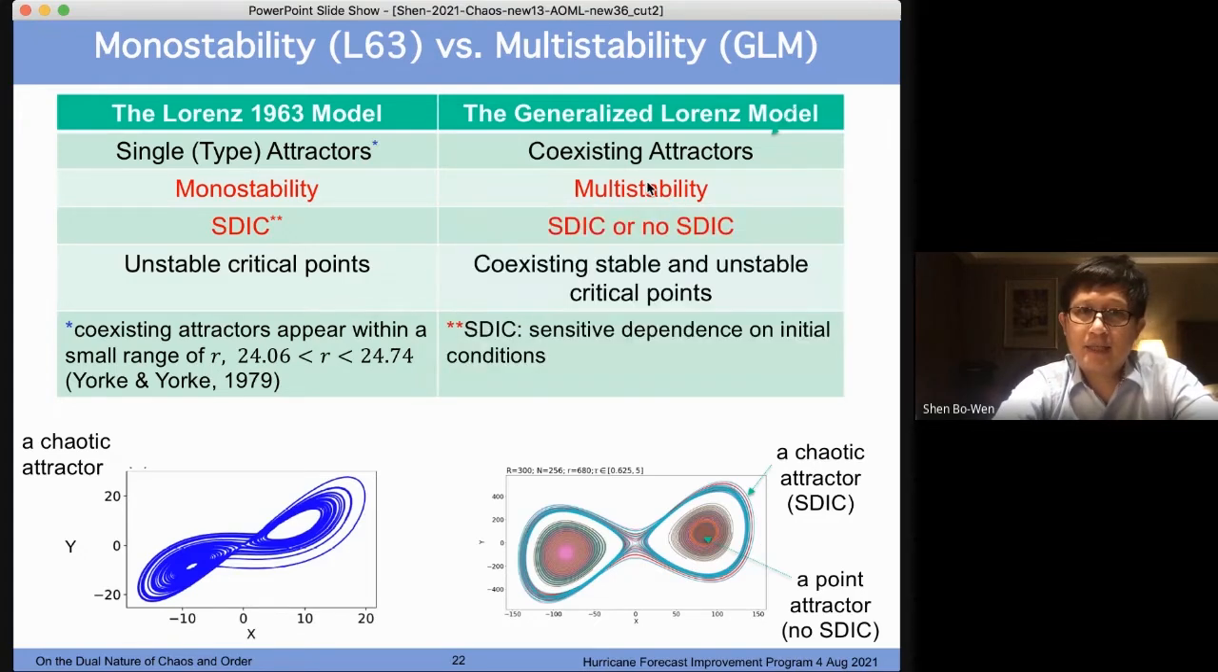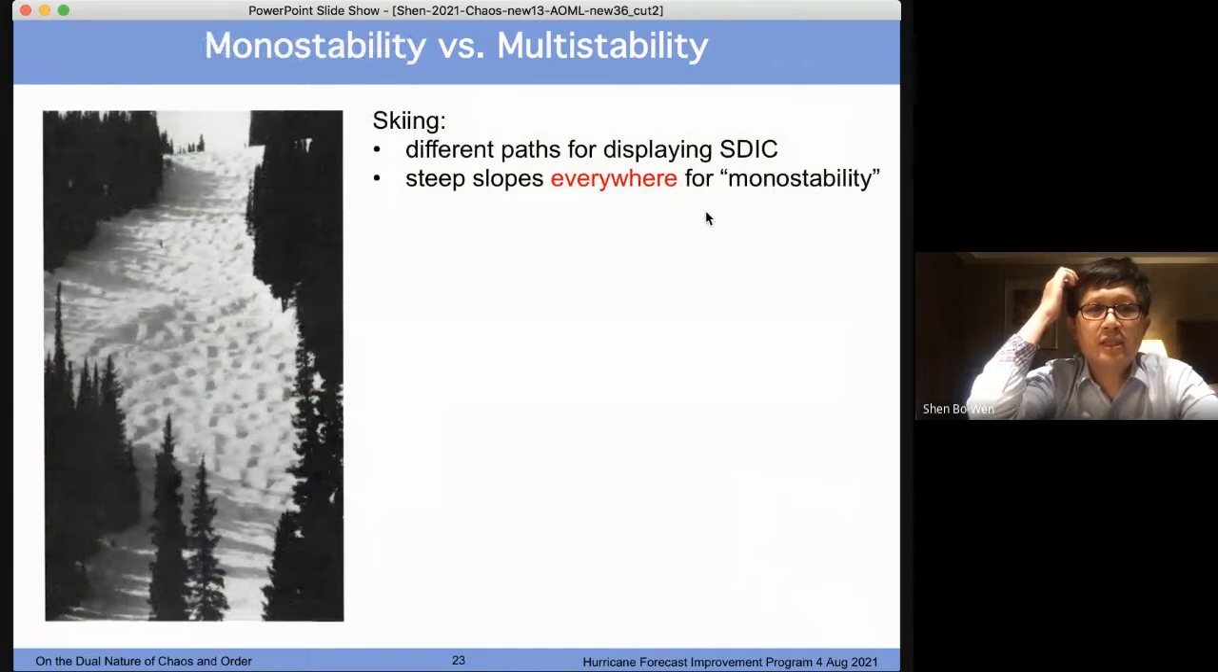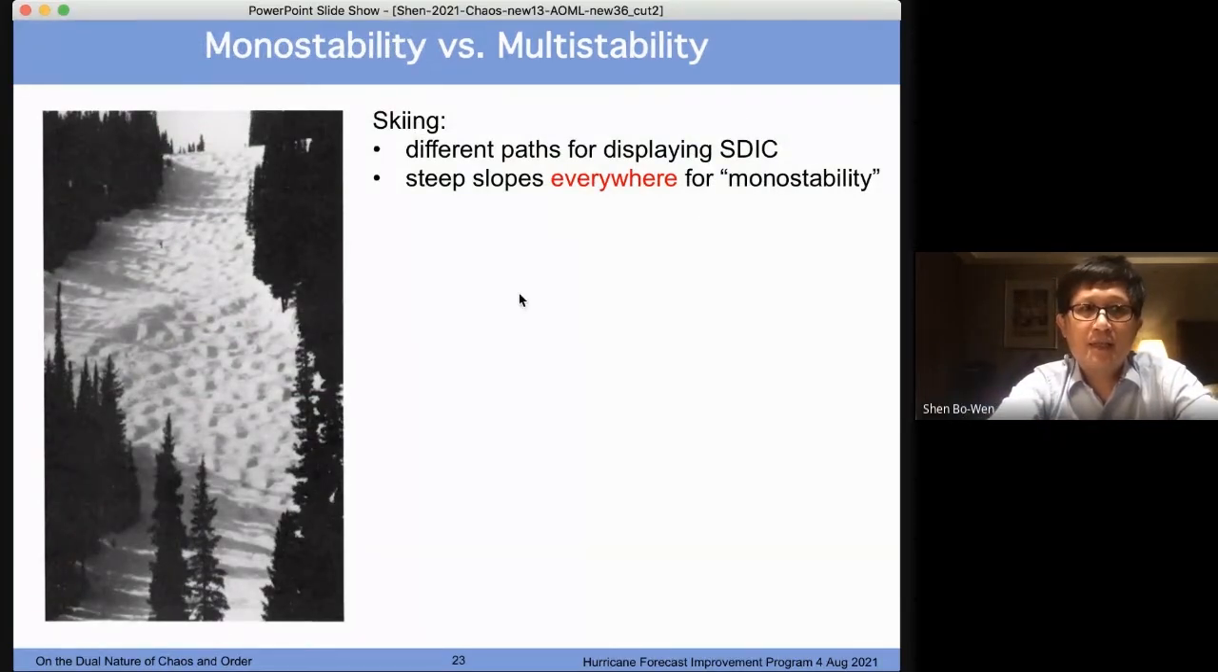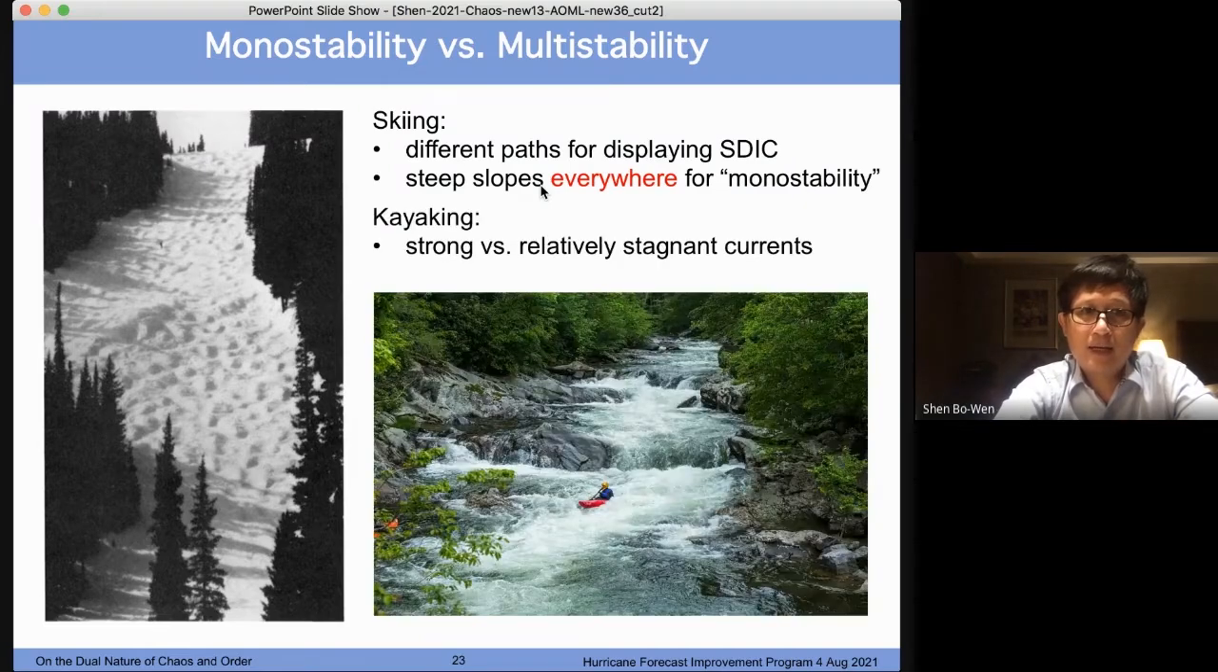As a result, SDIC may appear or may not appear, depending on whether a tiny perturbation is associated with a chaotic orbit or a non-chaotic orbit. Previously, we used a scheme to illustrate SDIC. This photo can be used to illustrate monostability, for example, if the slopes are steep everywhere. By comparison, we may use kayaking to illustrate multistability. Here, we do observe strong currents and also relatively stagnant currents as indicated by the white box. As a result, this photo reveals both instability and local stability, indicating multistability.